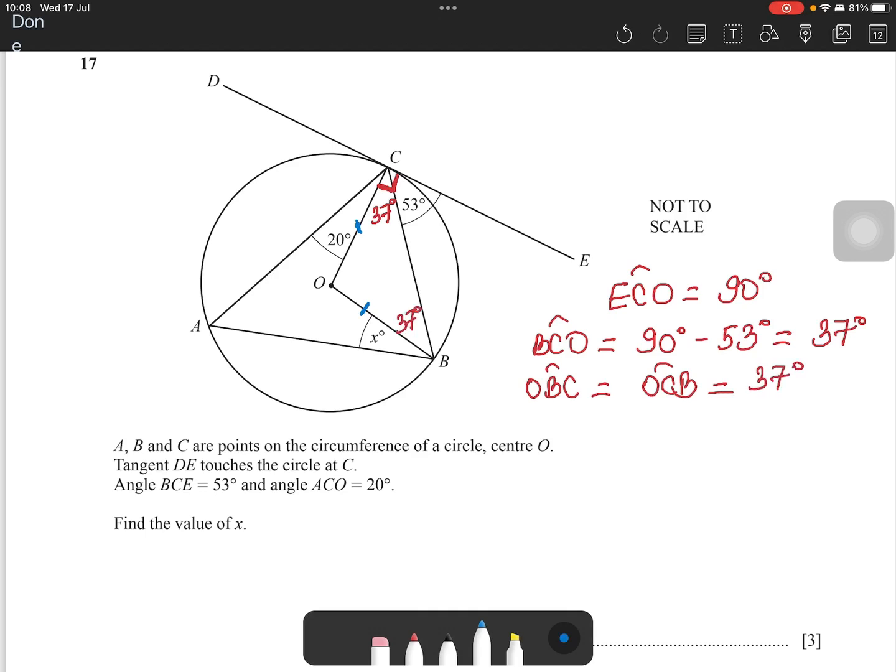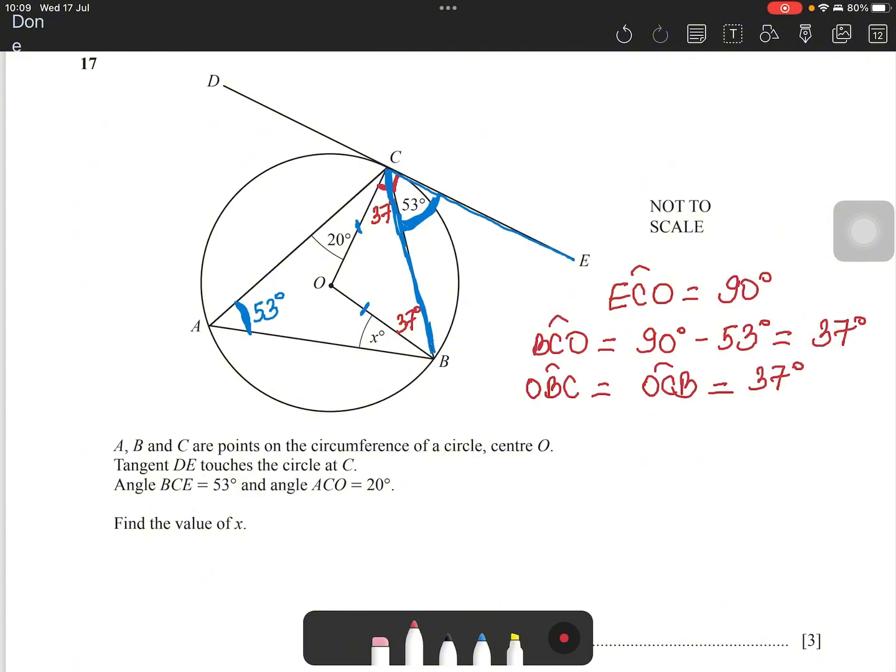Then we notice that the angle ECB is the angle formed by the tangent and the chord BC. So it should be equal to the angle BAC because this angle is subtended by the chord BC. So the angle BAC is also 53 degrees.